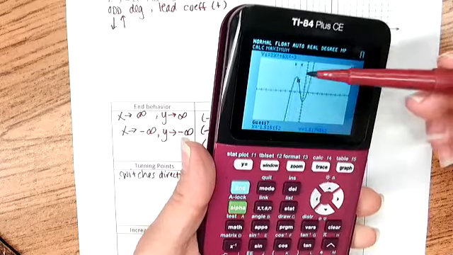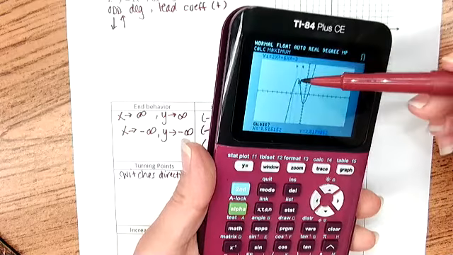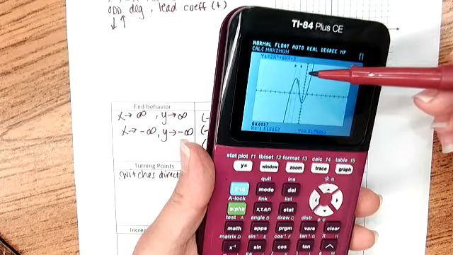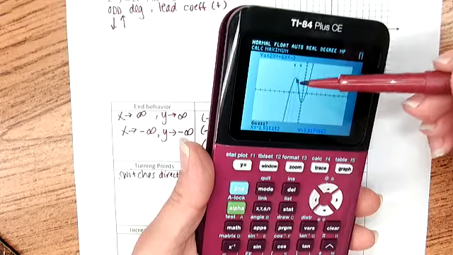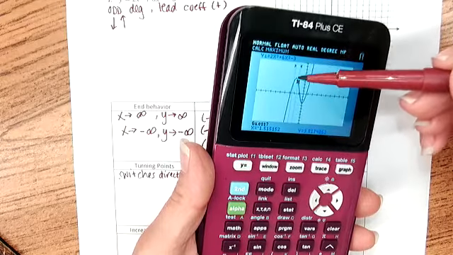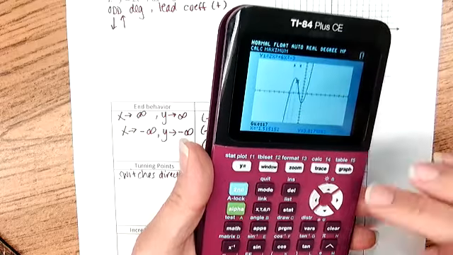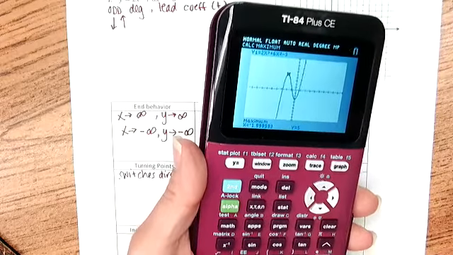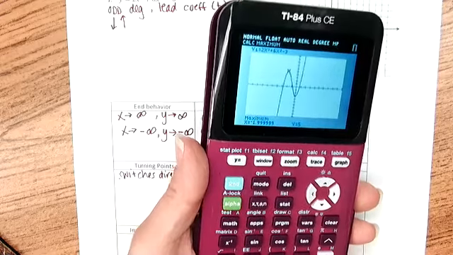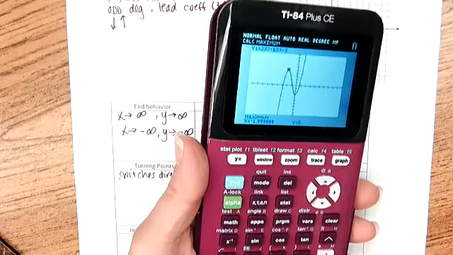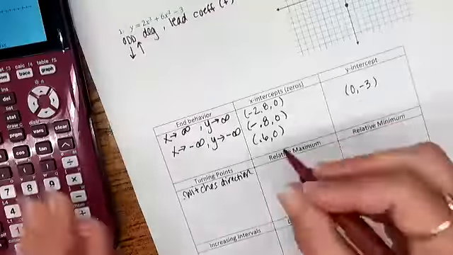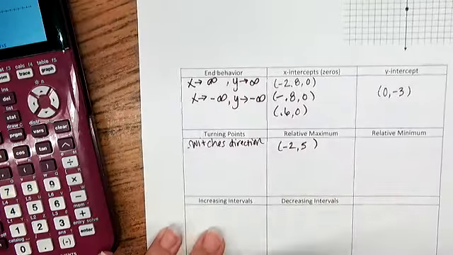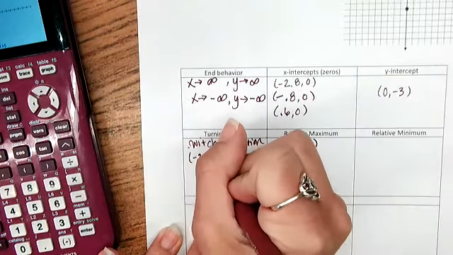Depending on your calculator, you will see that I've got at the very top of the screen an arrow pointing left and an arrow pointing right. And what the calculator is going to do is find the maximum point between those 2 dotted lines. Guess means get as close as you can. And the maximum, we're just going to round and say it's at negative 2 comma 5. So the maximum is at negative 2, 5. And that happens to also be a turning point.